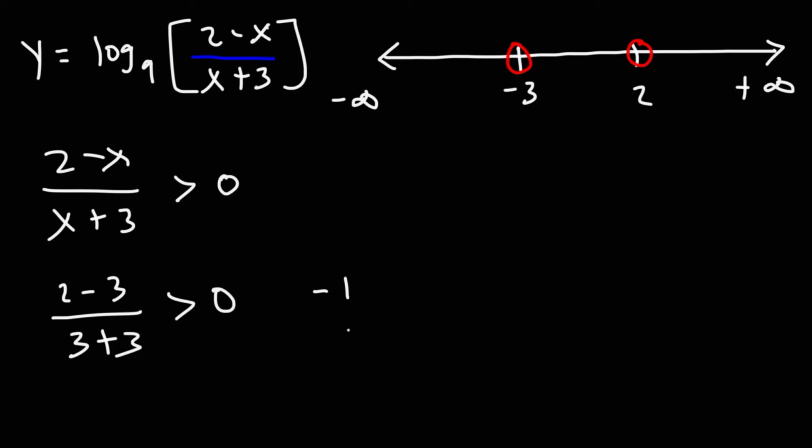2 minus 3 is -1. 3 plus 3 is 6. We get a negative number, so this is a no. -1 over 6 is not greater than 0. So let's put a negative there.